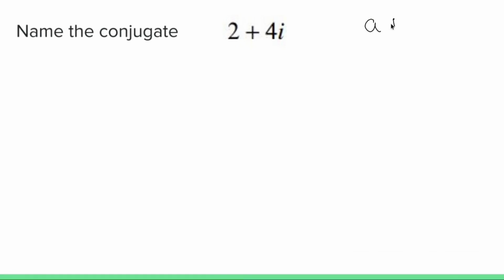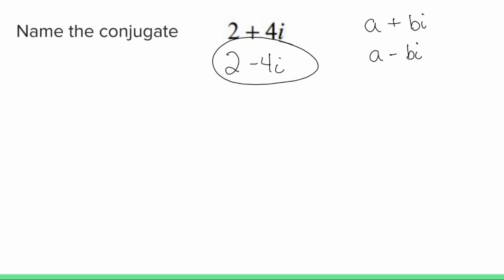Name the conjugate of 2 plus 4i. If I give you a complex number in the form a plus bi, its conjugate is you simply flip-flopping the sign of the imaginary number: a minus bi. So the conjugate of 2 plus 4i is literally 2 minus 4i. Don't overthink it. Easy stuff.